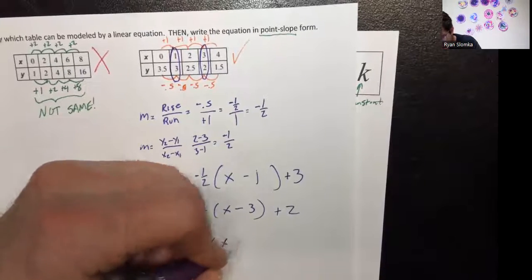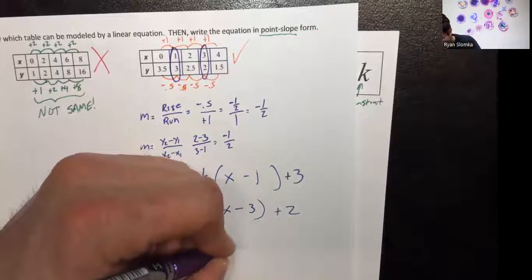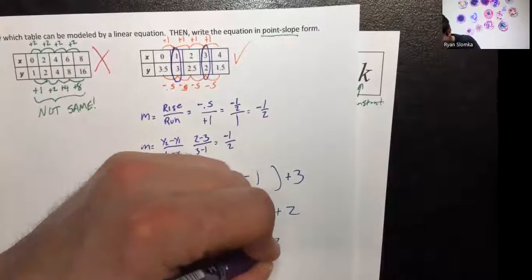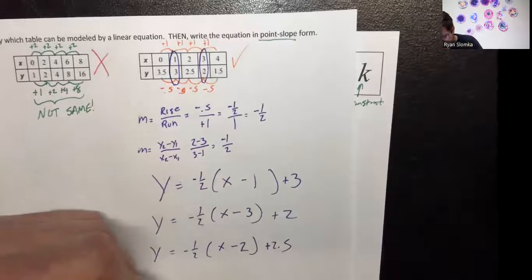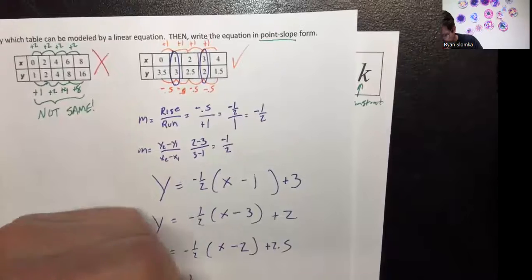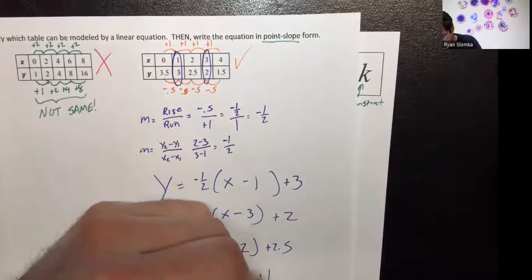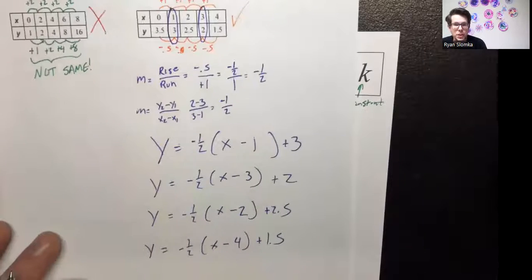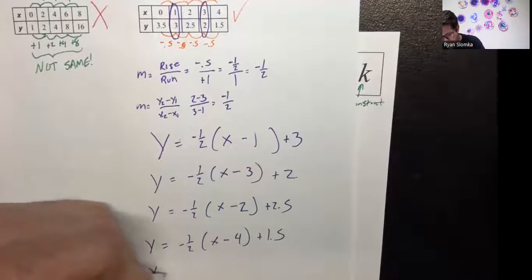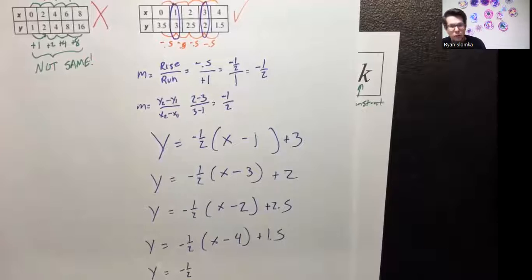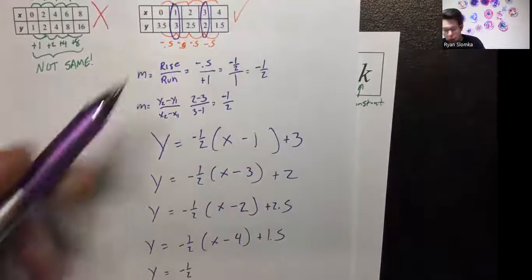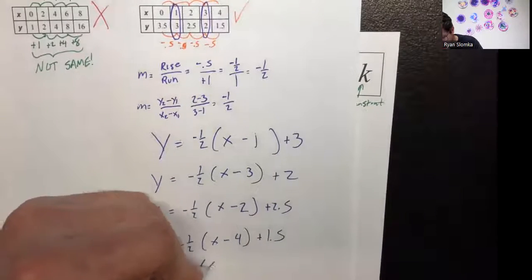So you could use x with the 2 and the 2.5. You could use it with the 4 and the 1.5. And a very interesting one would be if you use your slope of negative 1/2 with the 0 and the 3.5.